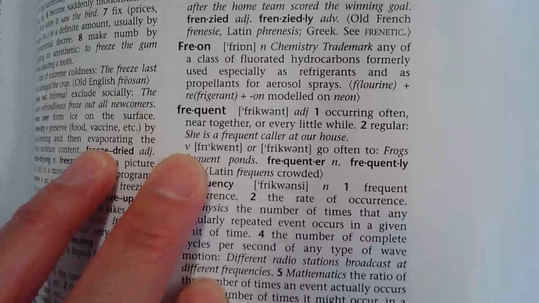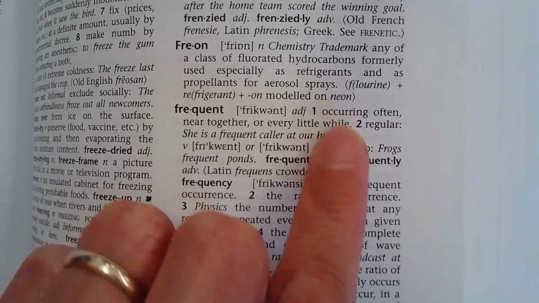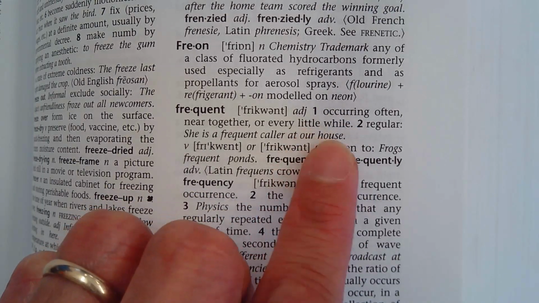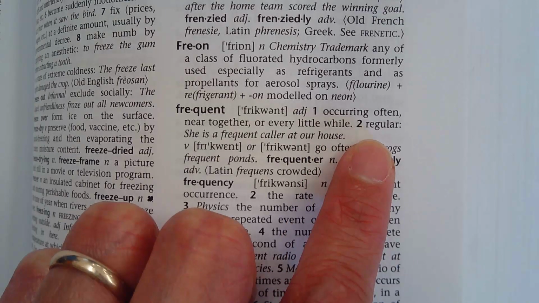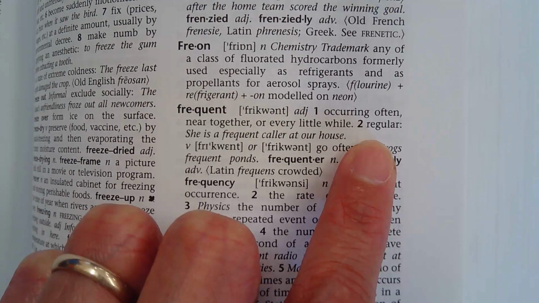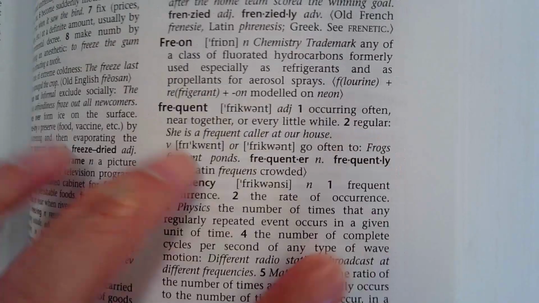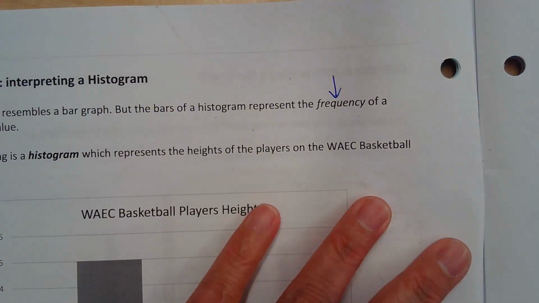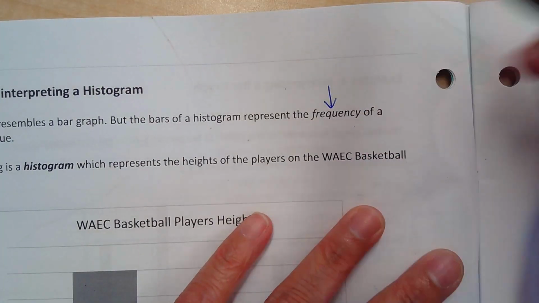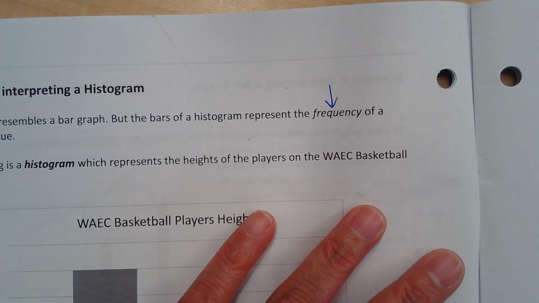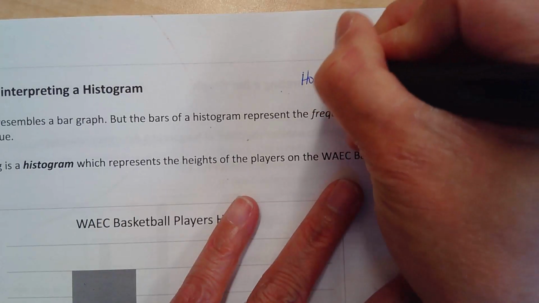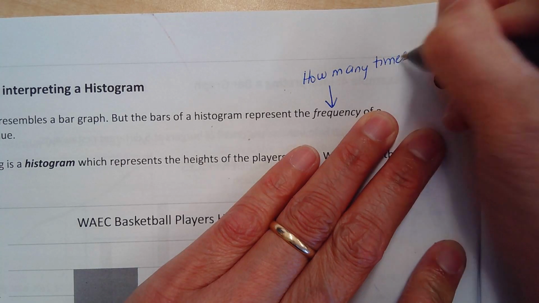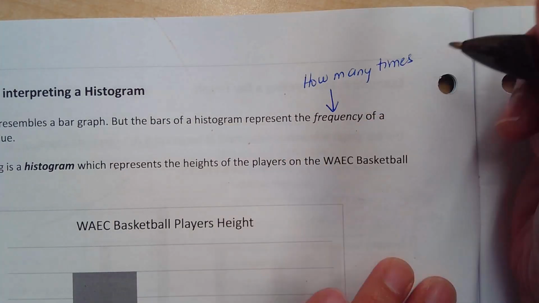What does frequent mean? Occurring often, near together, or every little while, or regular occurrence, right? That's what frequent is. So when we say frequency, it means how many times it occurs. So how many times something is happening.